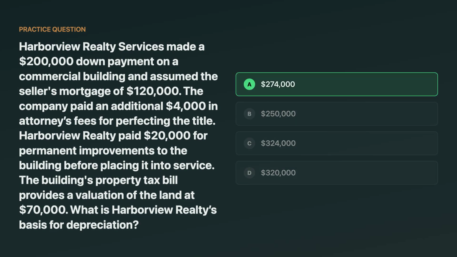The answer is $274,000. Start with total cost basis. $200,000 plus the $120,000 mortgage assumed, plus $4,000 title legal fees, plus $20,000 improvements. That's $344,000 total basis. Then allocate out the land value, because land is not depreciable. Subtract $70,000 and you get $274,000. A tempting wrong answer is $344,000 because it forgets to remove land.